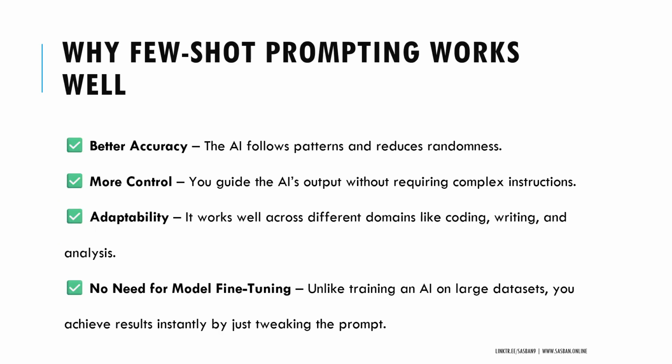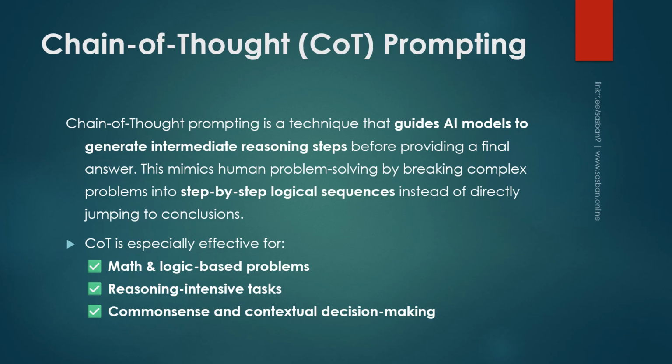So why does it work well? Better accuracy: AI follows patterns and reduces randomness. There is more control, as you guide the output without requiring complex instructions. Adaptability: it works well across different domains like coding, writing, and analysis. So no need for model fine-tuning, because unlike training an AI on large datasets, you achieve results instantly by just tweaking the prompt. So next we'll look at chain of thought, COT prompting.